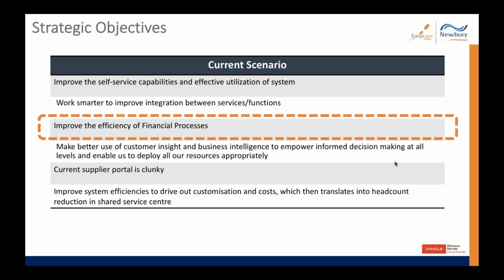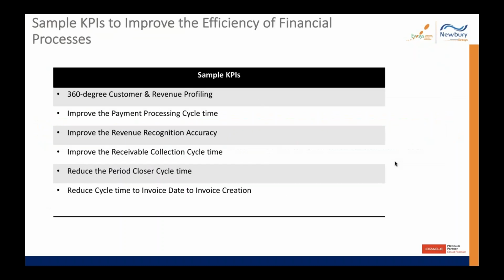Once that's done, we go into the details. Let's pick improving finance process efficiency as an example, and then we create a number of KPIs. We try to be very specific. We obviously have a KPI library for finance, supply chain, HCM, and so forth, but we try to be very specific to your situation. So these are a number of KPIs, for example, which we have identified, which will help you improve your financial efficiency with Oracle Cloud application.